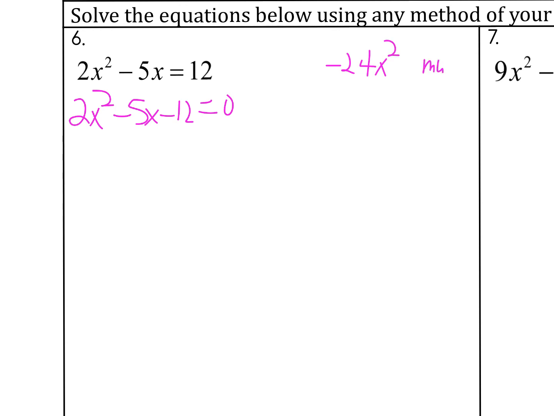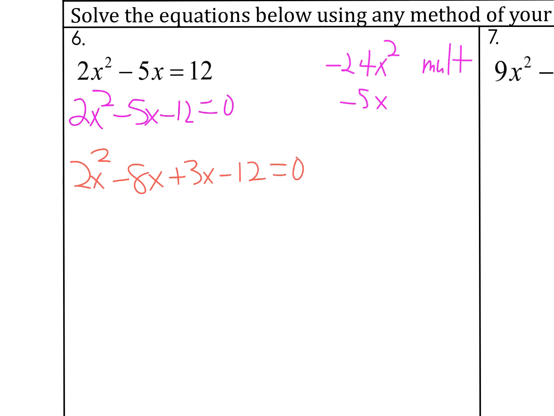So I need to multiply to that. And the middle term is negative 5x. So I need terms that multiply to negative 24x squared and add to negative 5x. I'm feeling 8 and 3, but 8 has to be negative. So 2x squared minus 8x plus 3x minus 12.